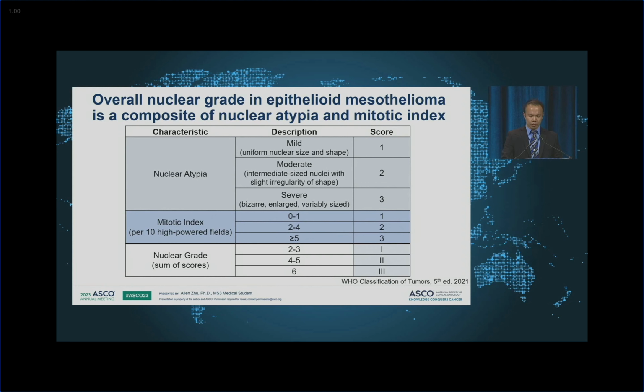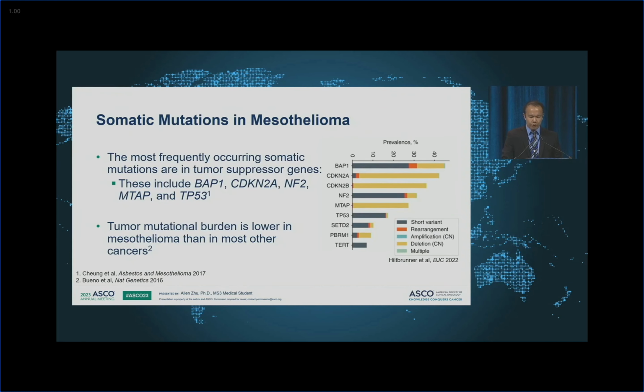This nuclear grading system has been validated by a large multi-institutional study and is also used to stratify epithelioid mesothelioma into prognostic categories. Now, the most frequently occurring somatic mutations are in tumor suppressor genes. These include BAP1, CDKN2A, NF2, MTAP, and TP53. Sequencing has also shown that tumor mutational burden is lower in mesothelioma than most other cancers.